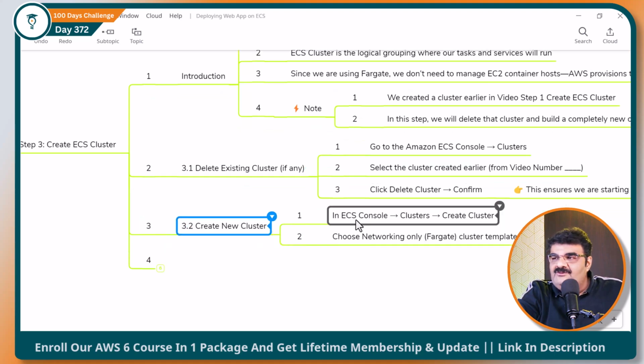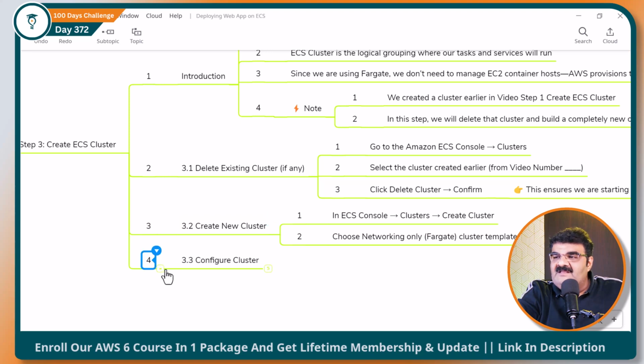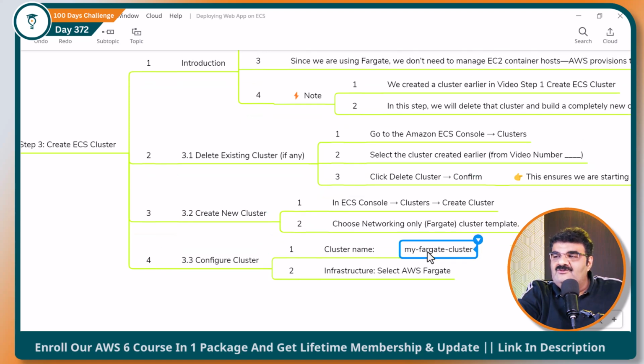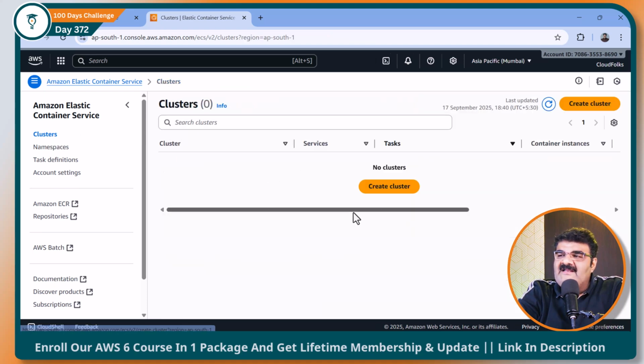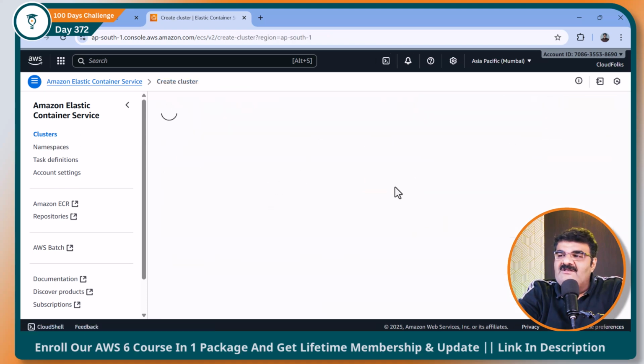Now we are going to talk about how we can create. It is simple. You just need to click on create cluster. And here you have to choose only name, right? We don't need to touch any other option. We just need to select Fargate. Okay, my cluster has been deleted. I don't have any cluster now. Let me click on create cluster.